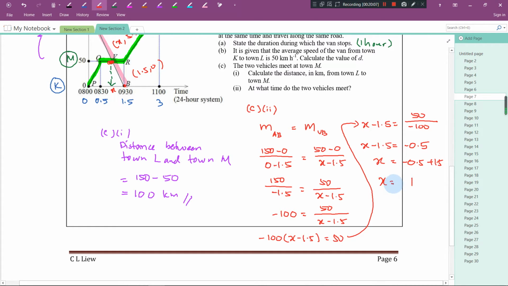But the answer is not 1. The question asks at what time do the two vehicles meet? What time? So this is 1 now. It starts at 8 o'clock. After 1 hour will be 9 o'clock, right? So the time where these two vehicles meet is 0900.